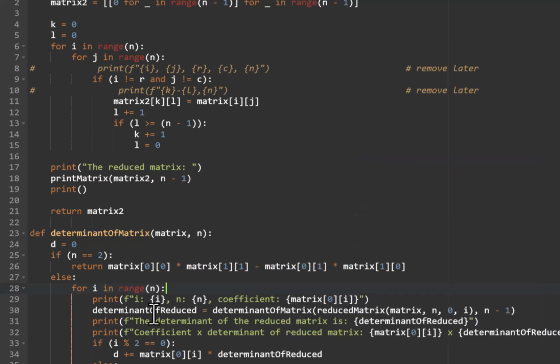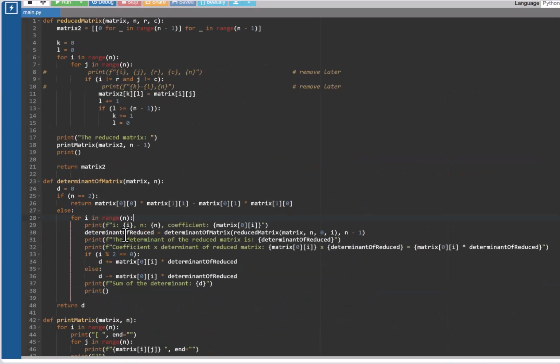Thus, if A, B, and C, and so on, are the coefficients of the first row of the matrix, the entire equation is in the form of A times the determinant of the reduced matrix, minus B times the determinant of the reduced matrix, plus C times the determinant of the reduced matrix, and so on, until the rest of the coefficients multiplied with the determinant of the corresponding matrix are added and subtracted accordingly.